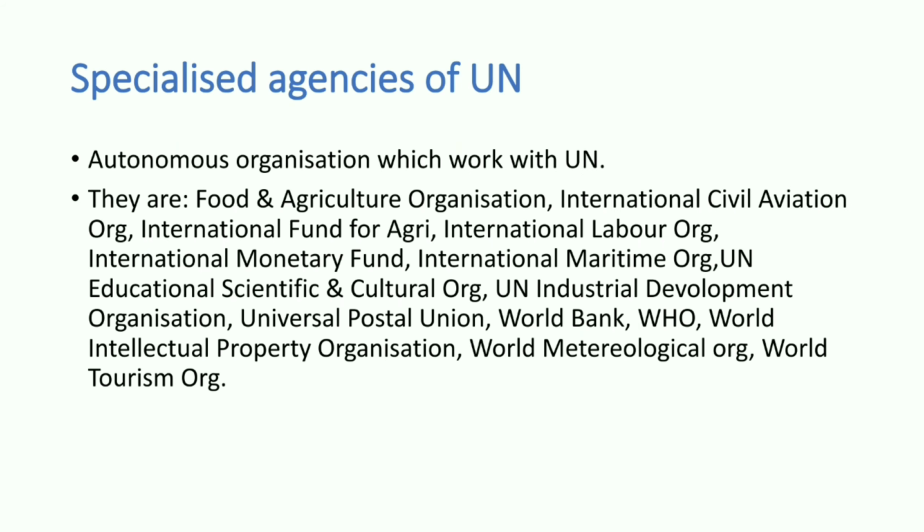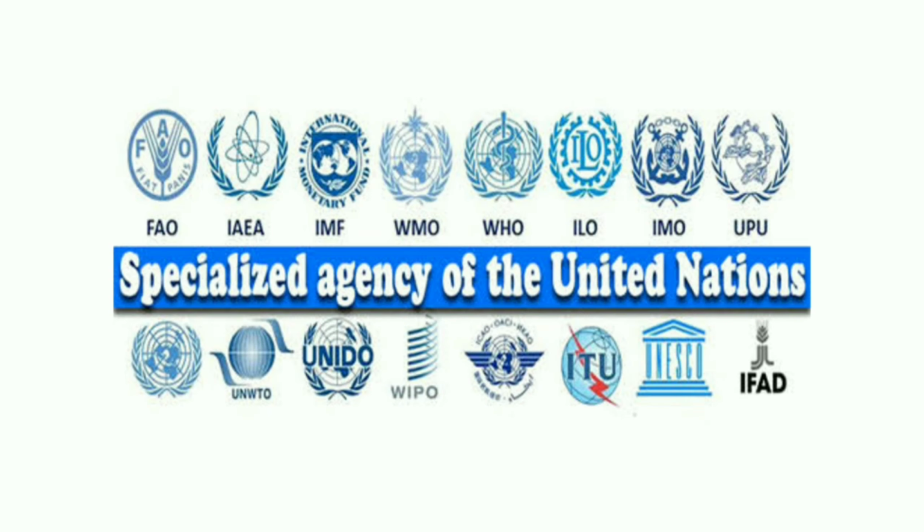There are also something called specialized agencies of the United Nations. These are autonomous organizations which work with the UN. That means they are not under the UN; they are autonomous organizations which only work with the UN. The specialized agencies are mentioned here: Food and Agriculture Organization, etc. And this is the pictorial representation of those organs.